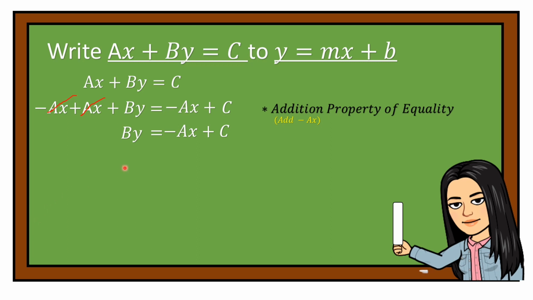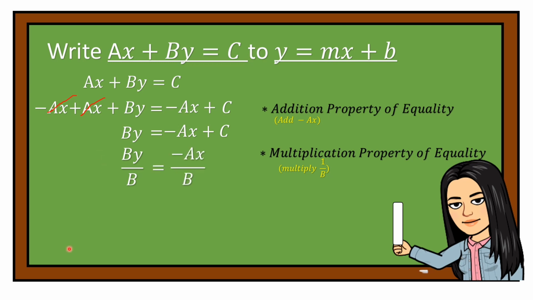Next, as you can see, sa katabi ng ating y ay meron tayong b. So, we have to cancel this b by means of multiplication property of equality. So, ano ang imumultiply natin? We're going to multiply 1 over b. So, multiply 1 over b in both sides of the equation. So, we now have by over b equals negative ax over b plus c over b. So, multiplying 1 over b in the equation is the same as dividing the whole equation by b.